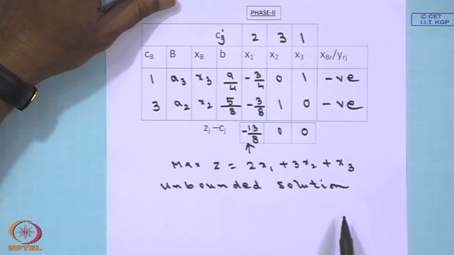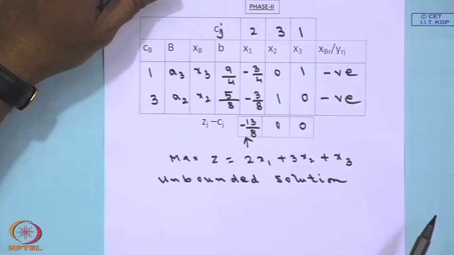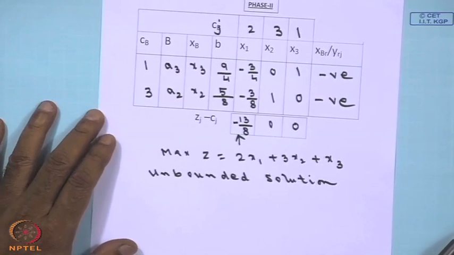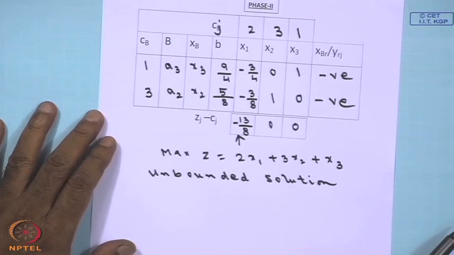So, various cases may arise. I think the two phase method is clear to you. In the next class, we will take some special problems which arise in the simplex algorithm, as well as the degeneracy case, what happens, that we will discuss in the next class. Thank you.